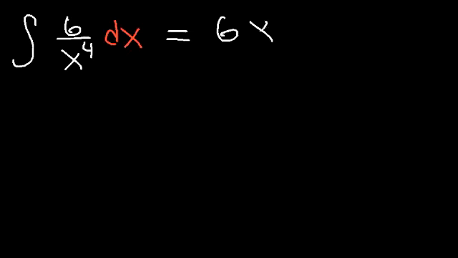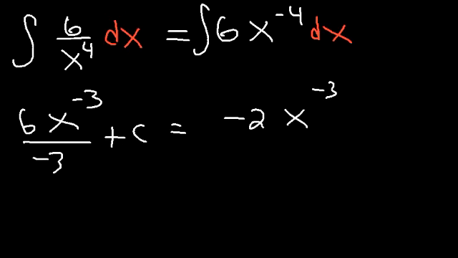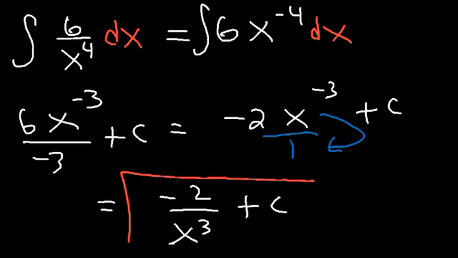So rewrite it. This is 6x to the negative 4, and then integrate. So let's add 1. Negative 4 plus 1 is negative 3, and then we'll divide by negative 3. So 6 divided by negative 3 is negative 2. So we have this. Now we need to move the x variable from the top to the bottom. So this is going to be negative 2 over x cubed plus c. So this is the answer.